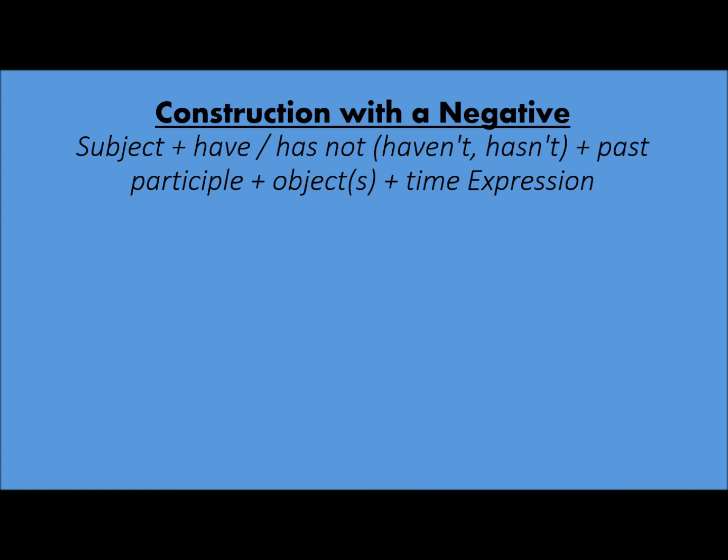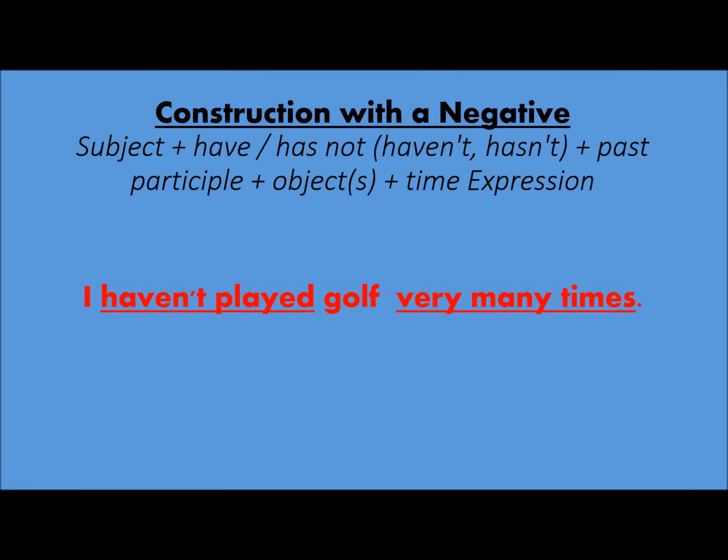How do we make the construction with the negative? Start with the subject, have and has, plus not. So if you use the contraction, it's haven't or hasn't, plus your participle, plus your object and time expression. Let's look at an example. I haven't played golf very many times.